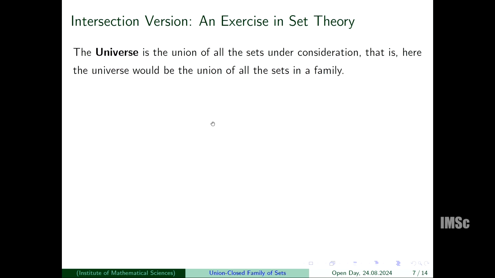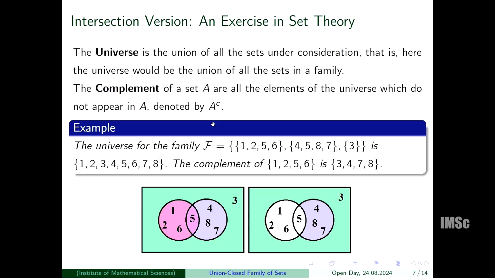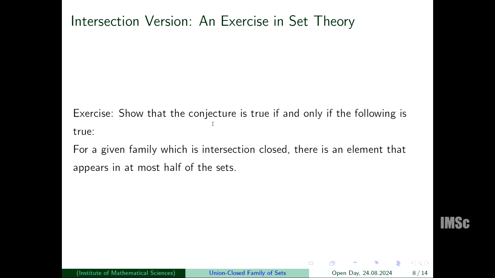The universe is the union of all sets under consideration. Here the universe would be the union of all sets in the family. And the complement of a set A are elements of the universe which do not appear in A. You can just look at the Venn diagrams and you can see that the complement of 1, 2, 5, 6 is all the elements except for the elements which appear in the set. And the universe is just everything. You take the union of all the sets in the family and you get the universe.